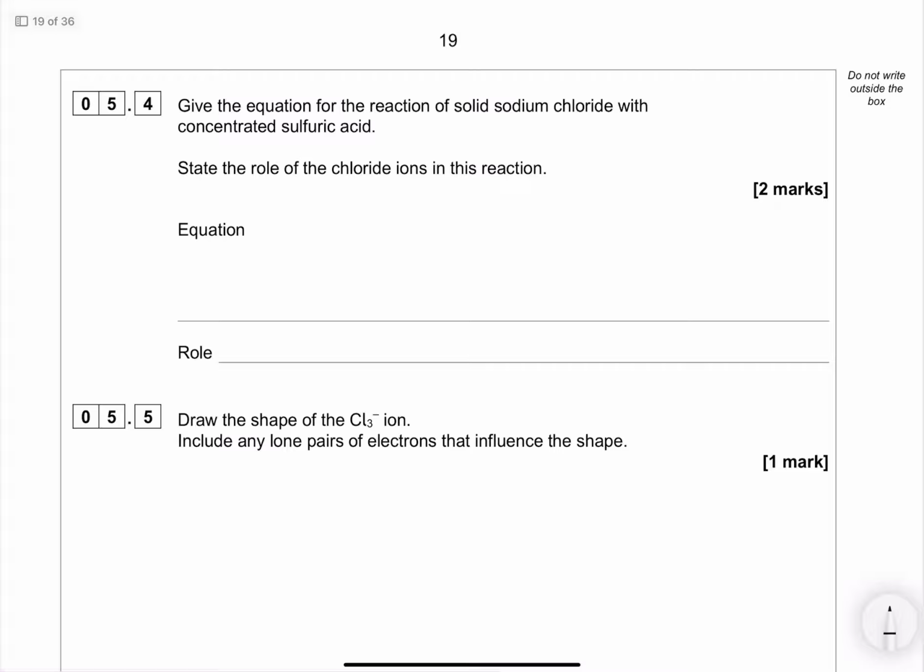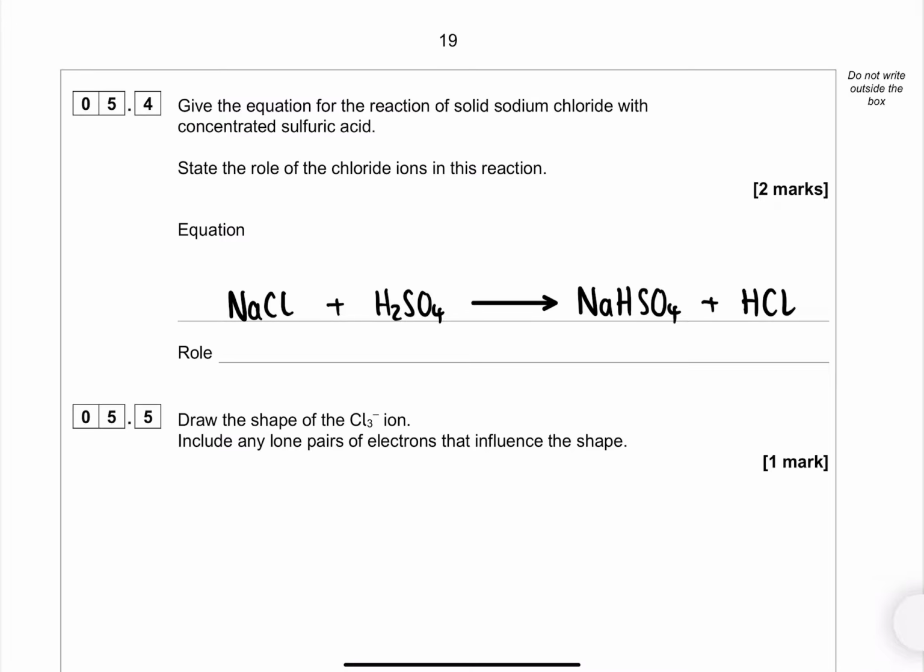Give an equation for the reaction of solid sodium chloride with concentrated sulfuric acid. So you need to remember that chloride ions aren't able to reduce sulfuric acid, so they do an acid-base reaction, and a proton is donated from the sulfuric acid to the chloride ion to give us HCl. And the role of the chloride ion is to accept a proton, and so it is a base, a proton acceptor.